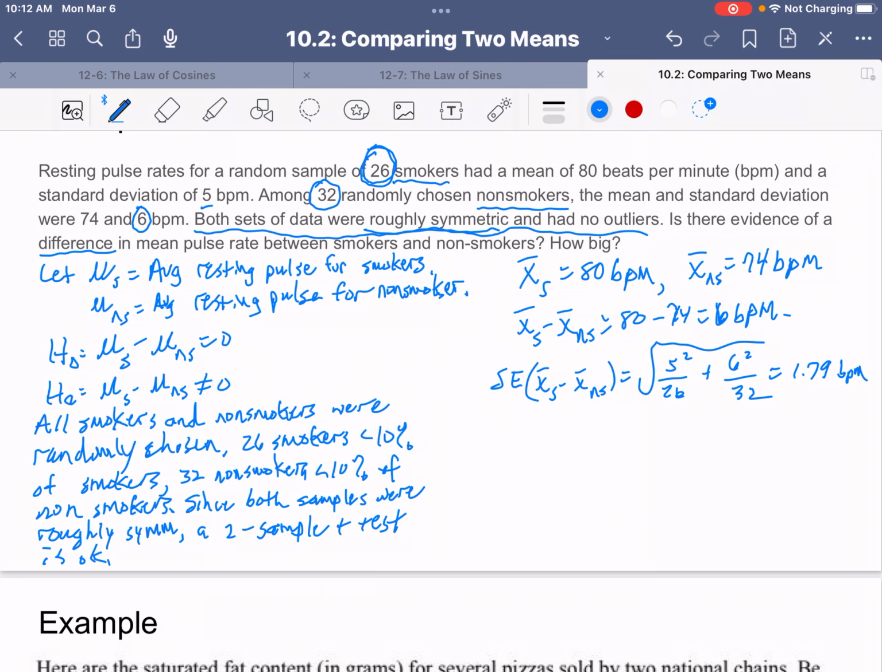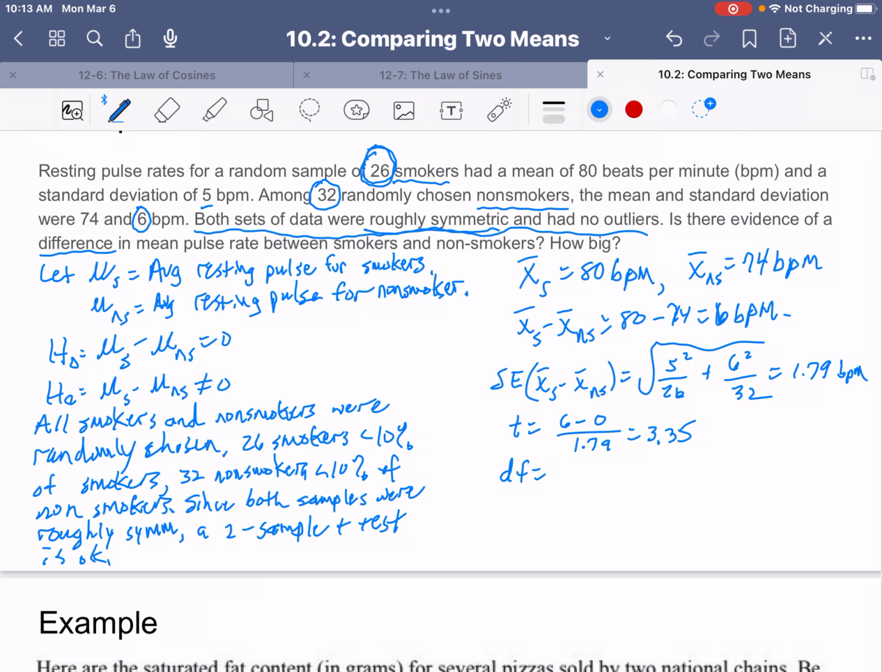Okay, now I'm going to let the calculator tell me what t is equal to, and I'm definitely going to let it tell me what the degrees of freedom is equal to. But just remember, t is able to be calculated as the observed difference of 6 minus the expected null hypothesis of 0 divided by 1.79. So 6 divided by 1.79 is 3.35.